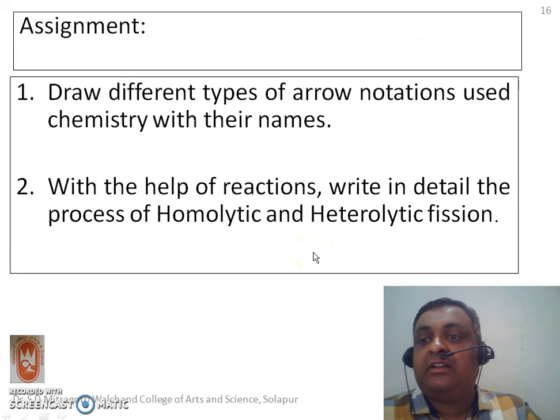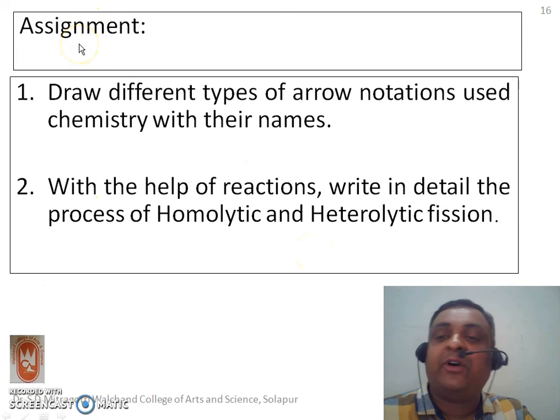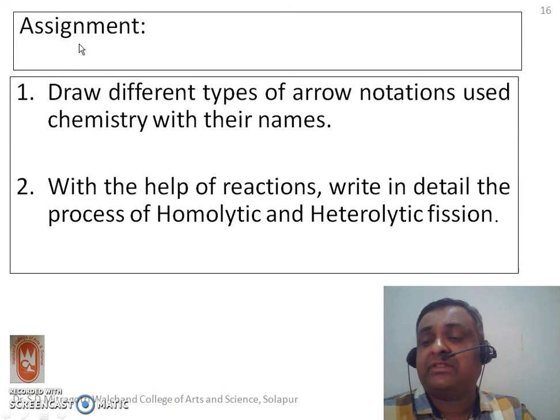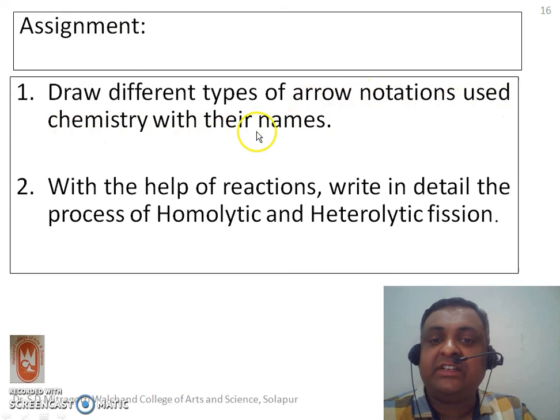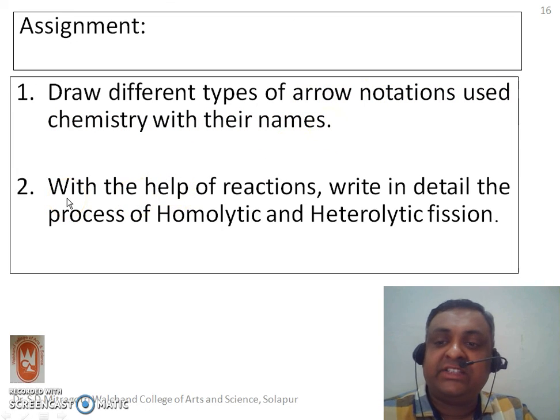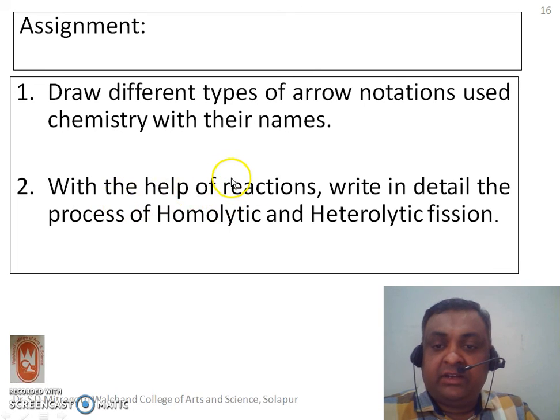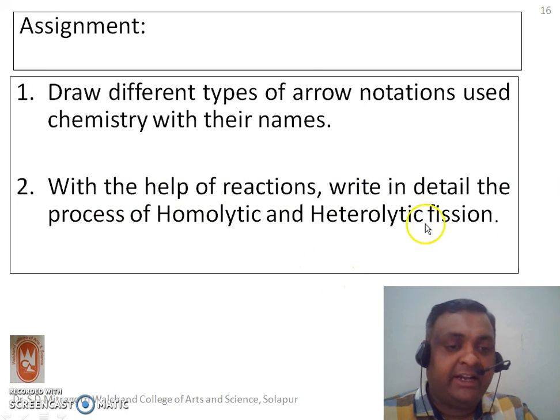So we are going to show the relation between A and B with this double-headed arrow. Right? Now, let us have an assignment for the content we have learned so far. Draw the different types of arrow notations used in chemistry with their names. Remember we have studied 6 different types of arrow notations. The next is, with the help of reaction, write in detail the process of homolytic and heterolytic fission.